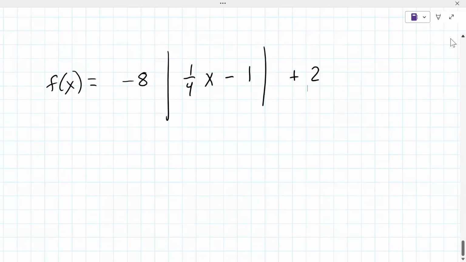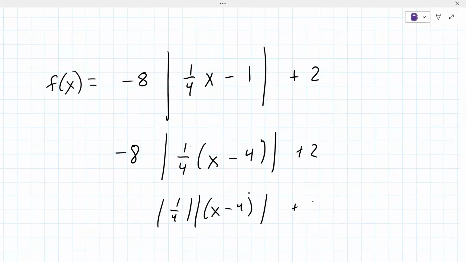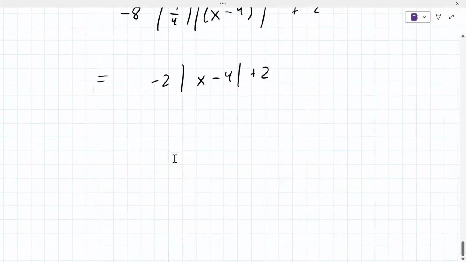Alright, I think I got it. Then I added the +2 to the end of it, and that's exactly what I did. Then I got -2 for that, and then x minus 4 plus 2. So I got right 5.5 units.